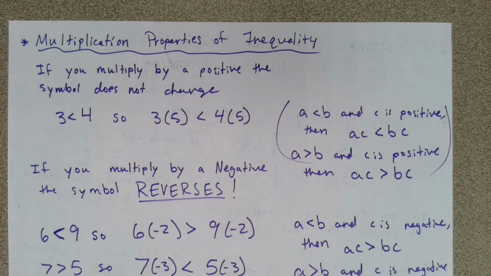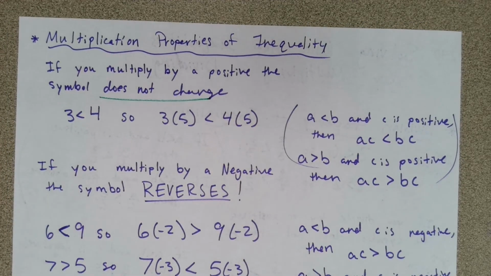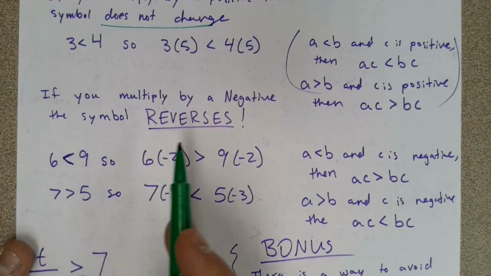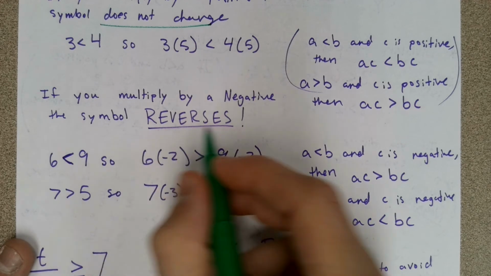Backside, multiplication, same ideas, same thing. We're going to crush this. If you multiply by a positive, the symbol does not change. Easy peasy, just like we regularly would. If you multiply by a negative, that's when our symbol reverses. Same for multiplying. Our symbol reverses.